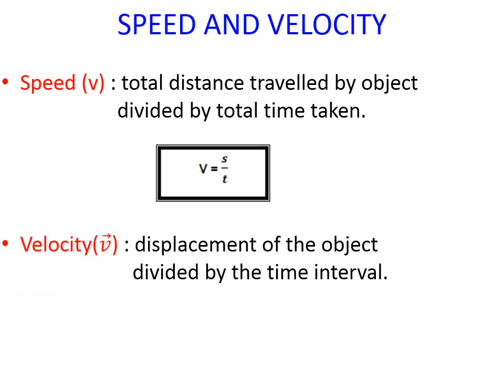And velocity is symbolized by v with an arrow above the letter v. The arrow represents a vector. So velocity is a vector because it has a direction. Velocity is defined as the displacement of the object divided by the time interval. Because of that, velocity is formulated by delta x per t.